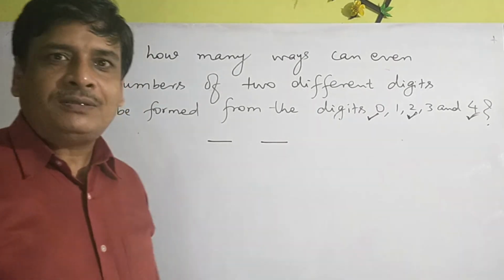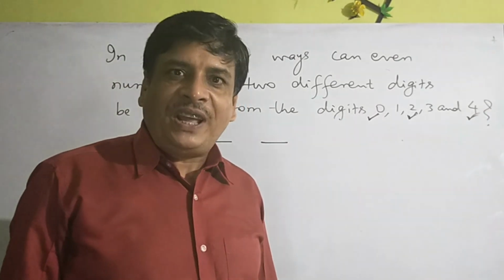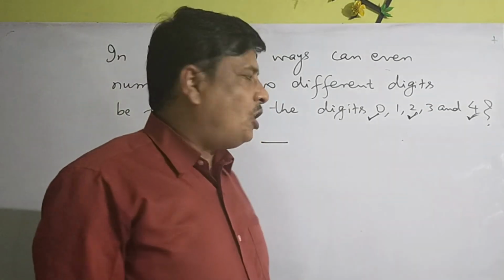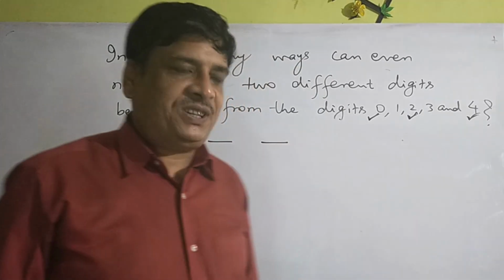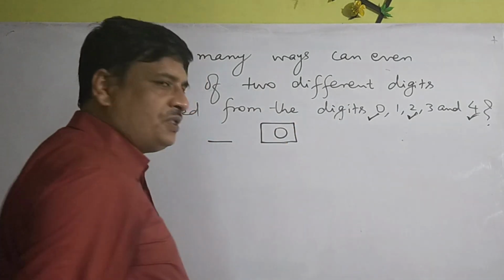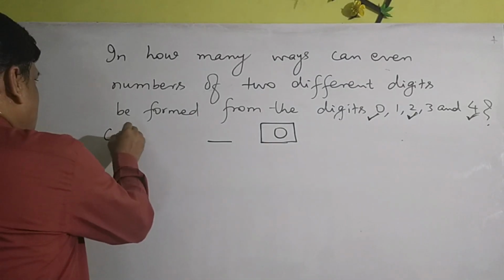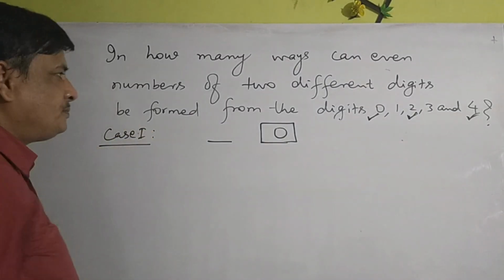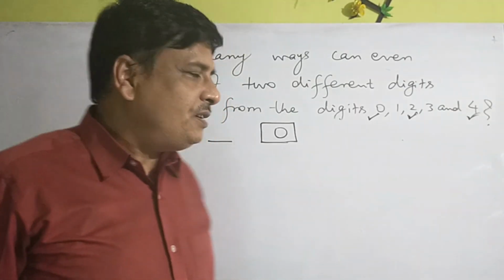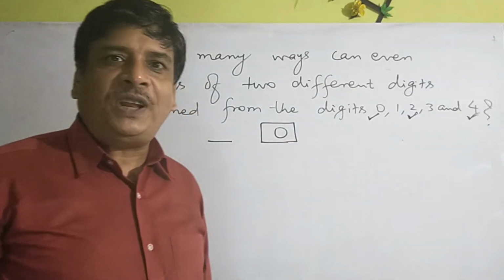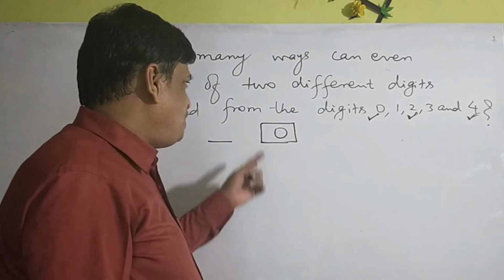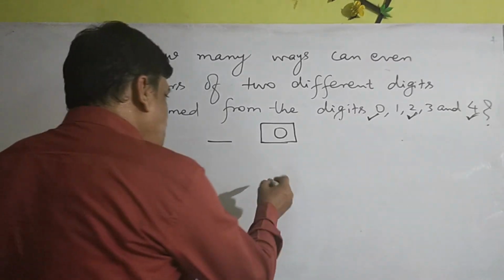How do we form an even number? When the unit place is even, it can be filled by 0 or 2 or 4, so first we fill up the unit place. Suppose the unit place has 0. This is case first. In this question the condition is that the number must be even. That's why we first fill the unit place, on which the number depends.